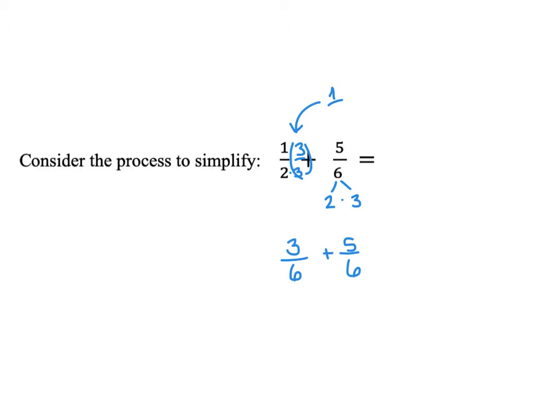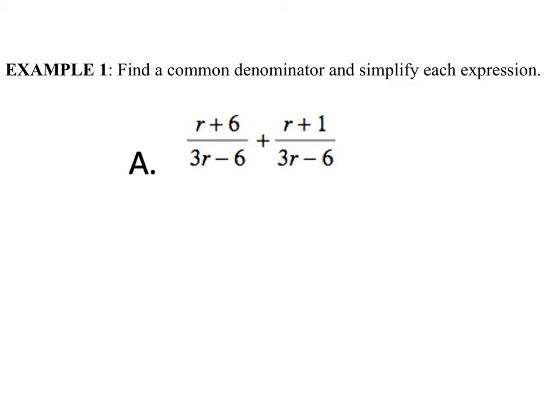And then what do you do? You keep the denominator and combine the numerators to make this 8 over 6. Of course, from here you learn to reduce your fraction to 4/3. We're going to apply this same idea to rational expressions. So we're going to begin by finding a common denominator and then simplifying.